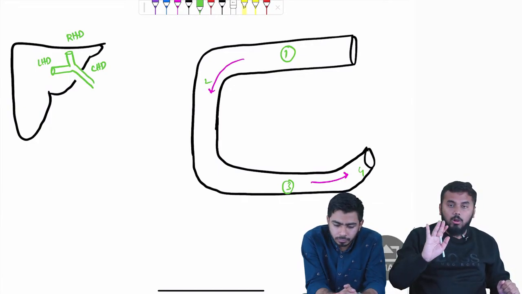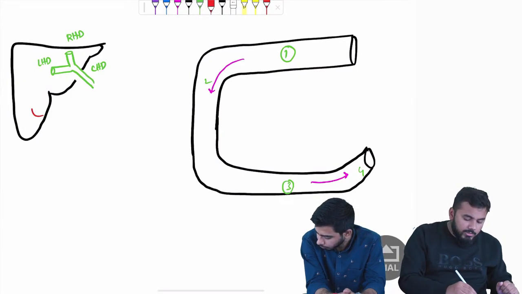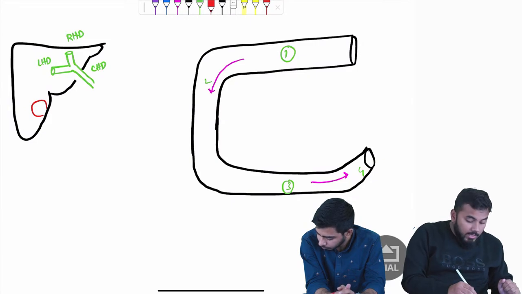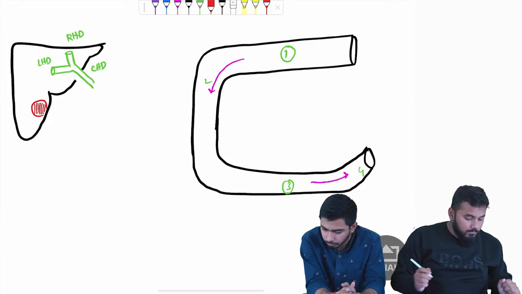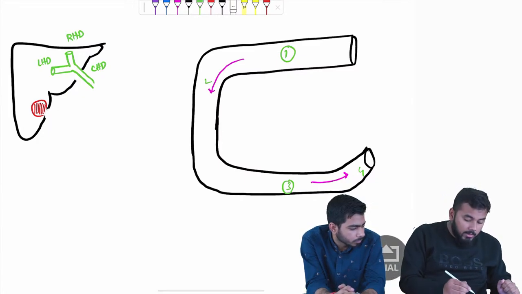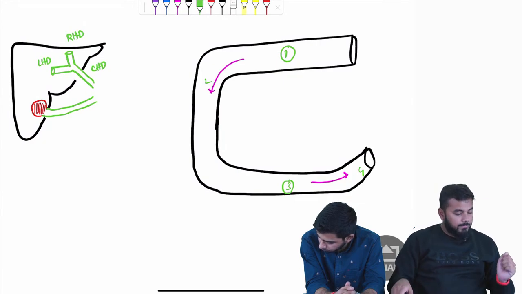Now, all of you know, behind the liver, you have got what stores the bile here? Right, so this is your gallbladder. Now, what is the duct that is coming out of the gallbladder? Can anyone comment below for me? What is the duct that is coming out of the gallbladder, guys?